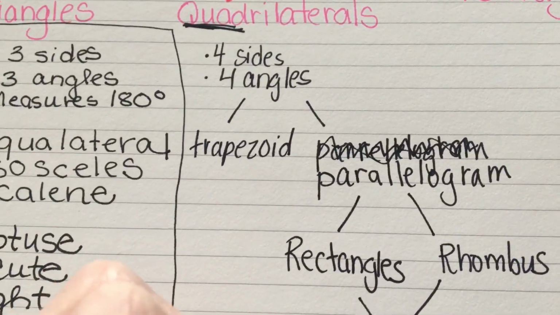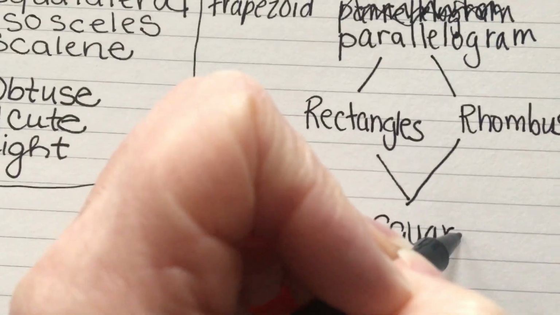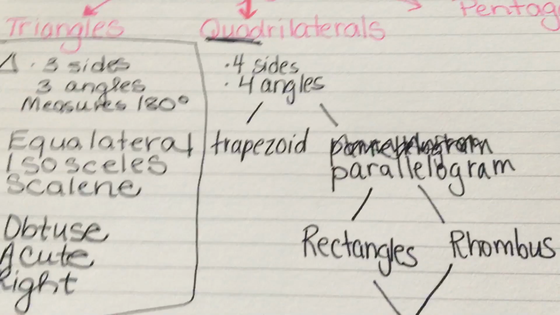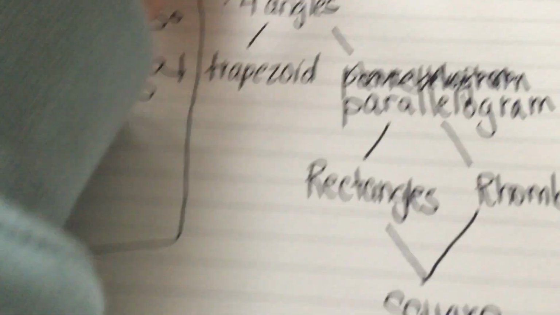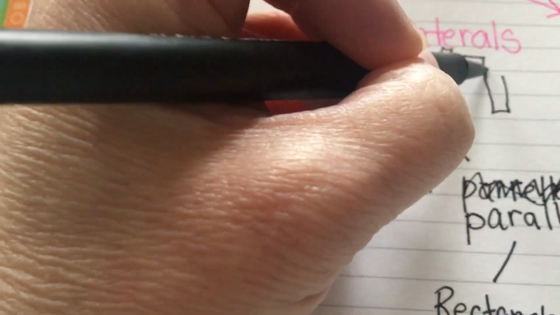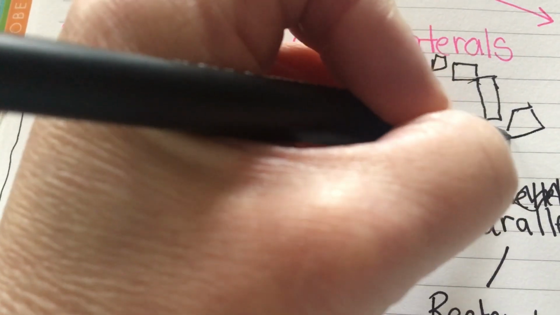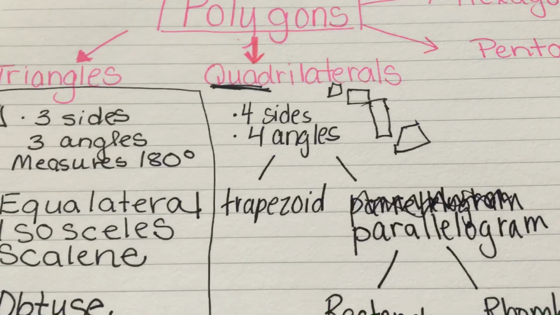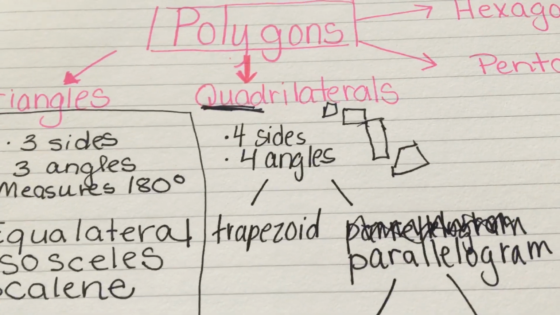And our square is a very special quadrilateral. Okay? So we have quadrilaterals, that's all four-sided figures. So I might have this, I might have this, I might have this, I might have this. Any of those would be a type of quadrilateral because they have four sides and four angles.